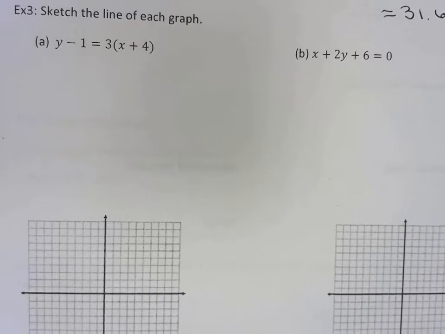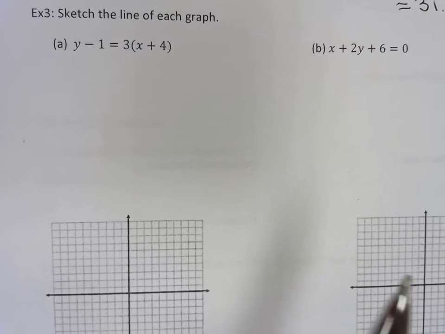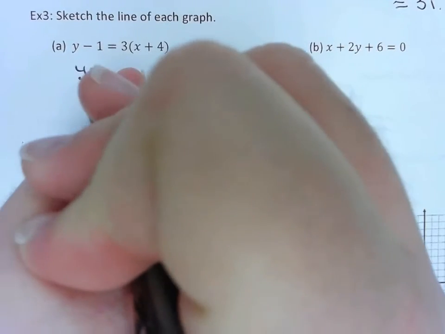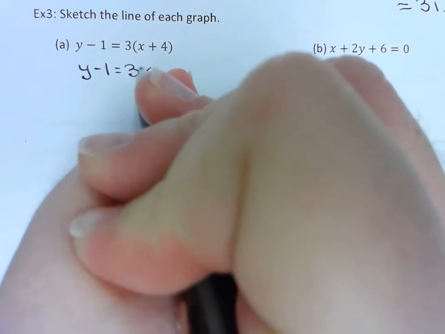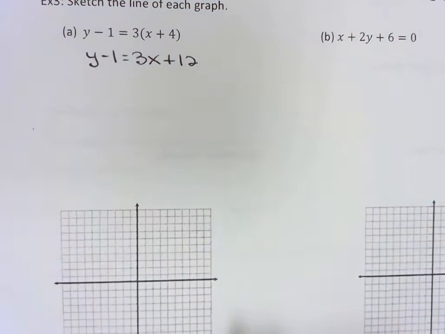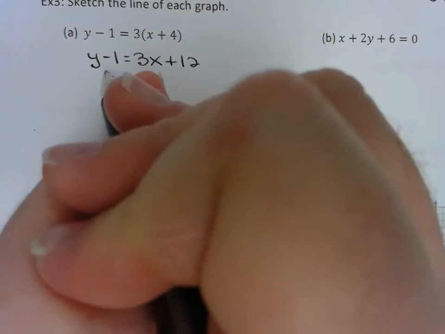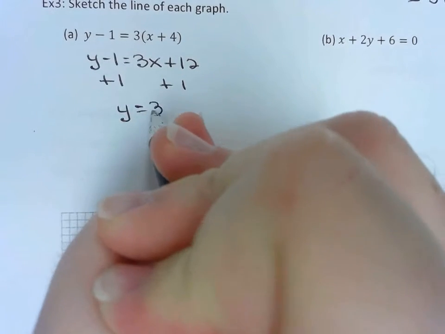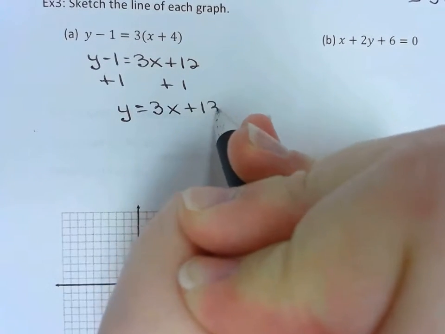If I look at example 3, if I want to sketch the graph of this, my first thing is probably to try to get it in slope-intercept form, because that's the easiest way to graph these. First thing to do that, probably do what? Yep, let's distribute the 3. So 3x plus 12. Let's add the 1 to both sides. So y equals 3x plus 13.